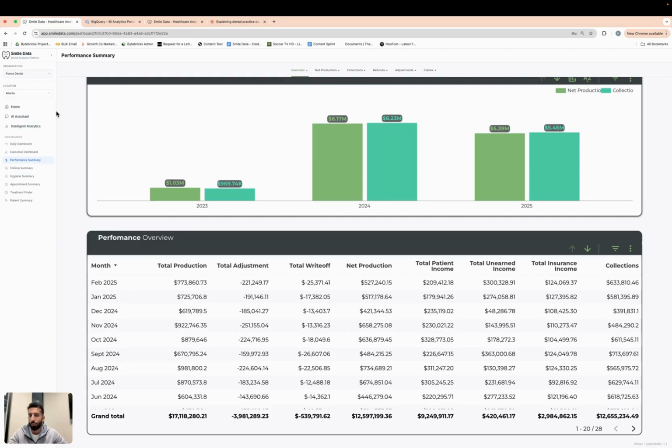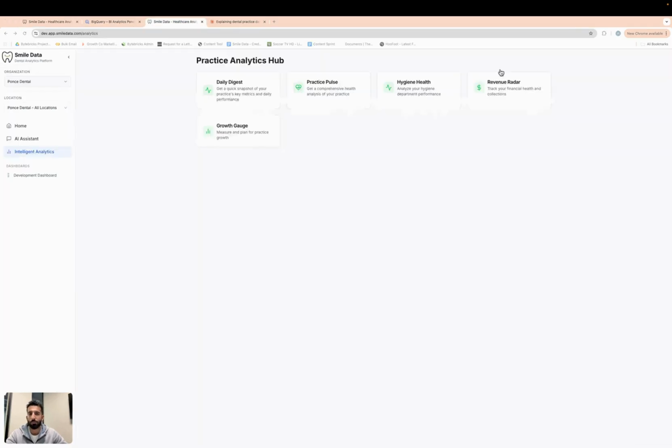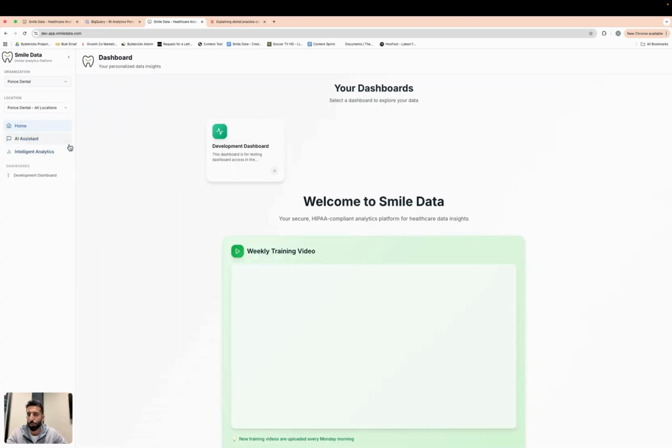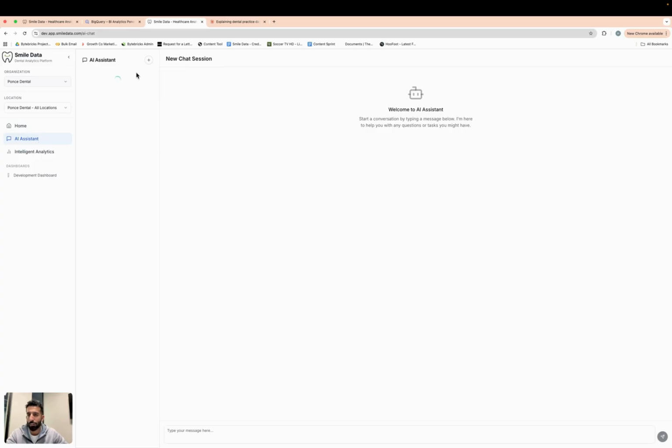So I don't have a lot of time, so I'm not going to go over a lot of other dashboards that we have, but instead I'm just going to showcase some of the AI features that we do. I've actually selected a different organization. I'm not able to run the AI features on the organization that I was showing dashboards for. So I'm just going to show you from here some of the AI features that we have.